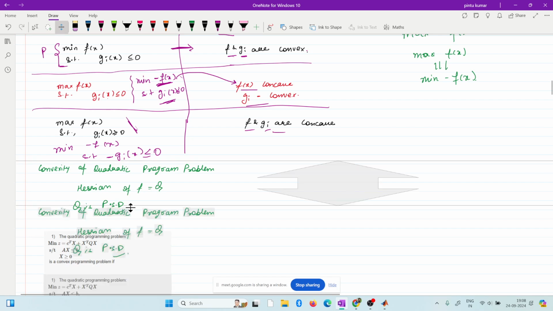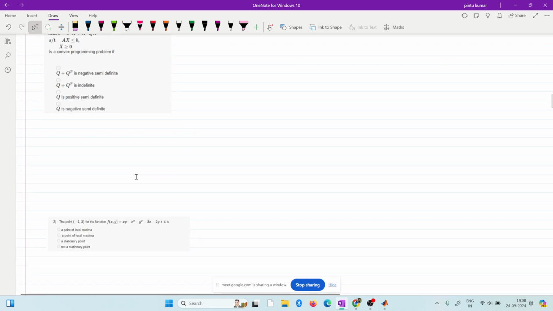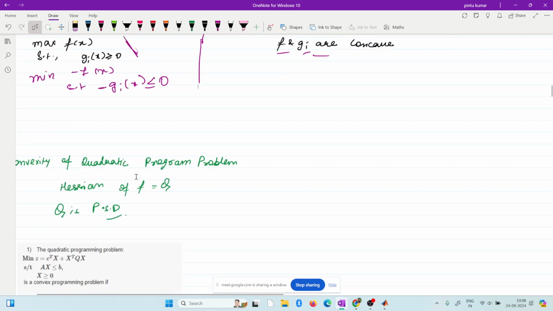After a few minutes, we will see why we want convexity of our programming problem so much. Before that, let's solve some questions.